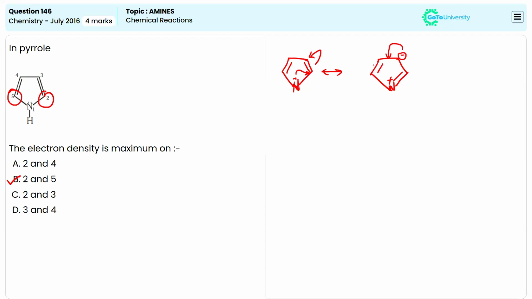So in the next step, this will come here. This will go to this corner, and you will get this atom here. Now the negative is here. Okay, so what is happening in the next step? Here you can see this will come here, and this is moving to this corner. If you draw this structure continuously, you will get that the electron density is maximum at the second and fifth position.